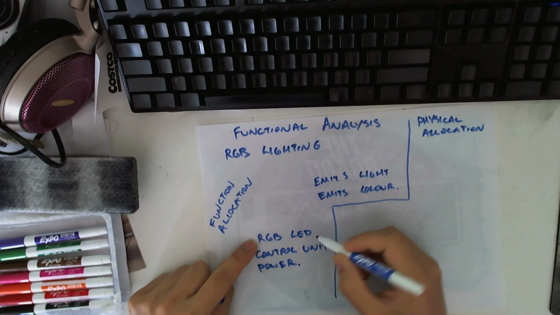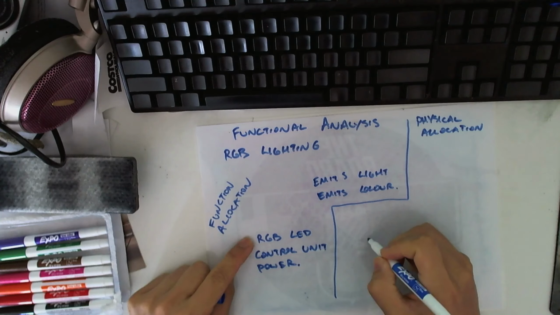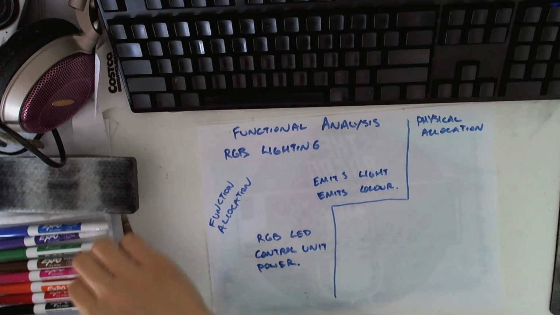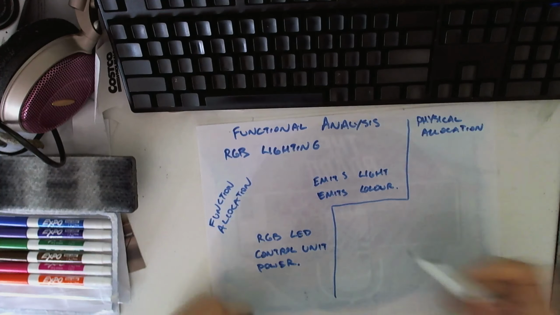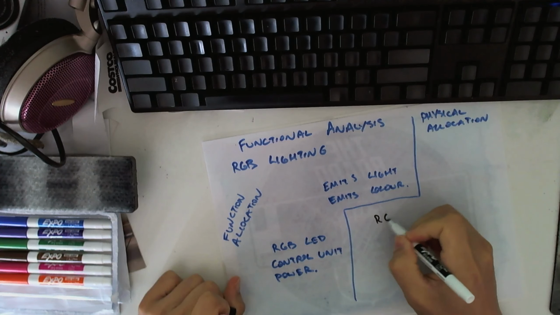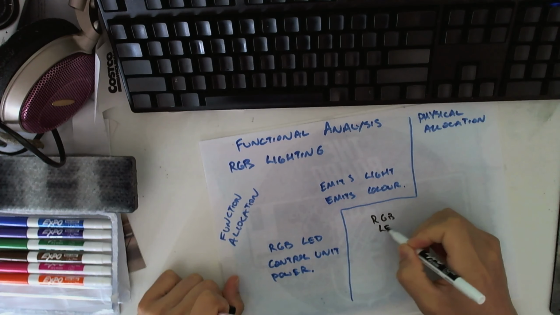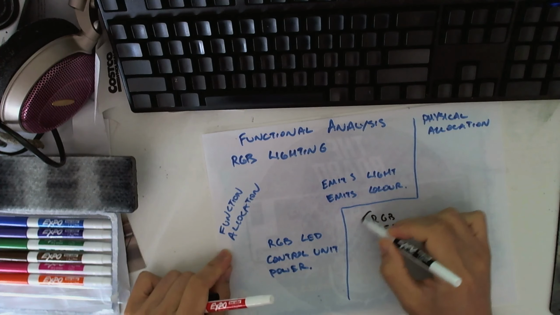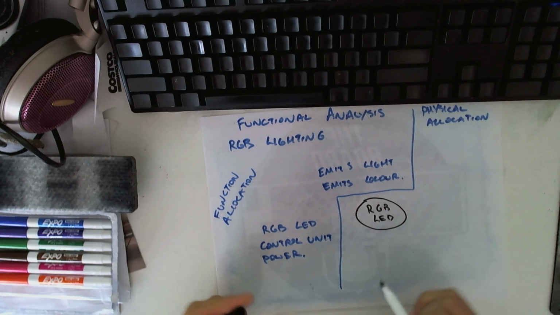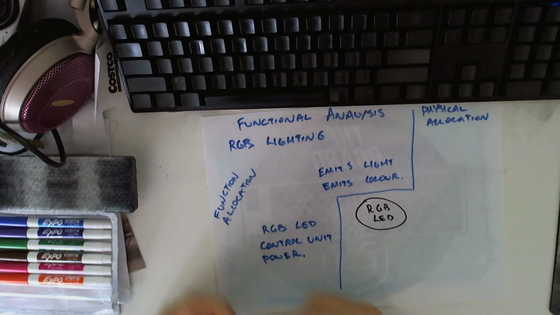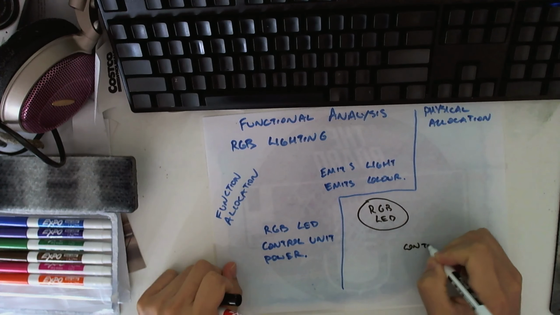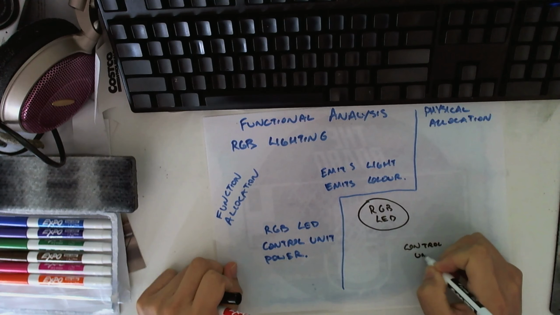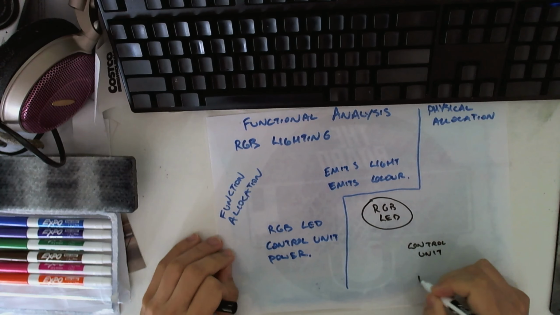So an RGB LED is, we're just going to start using a couple of different colors to make life a little bit easier. So here's my RGB LED, okay, and there is a physical line here. And then we have a control unit, and then we have power.